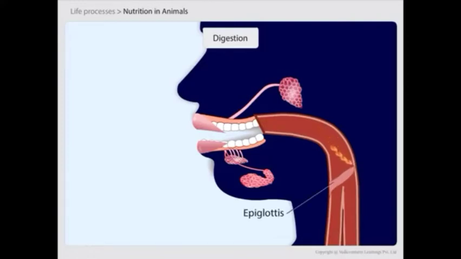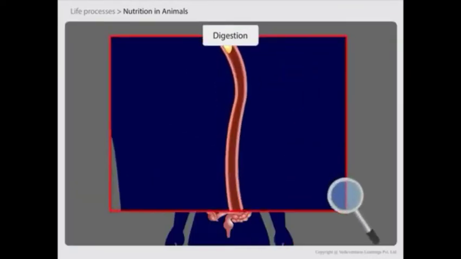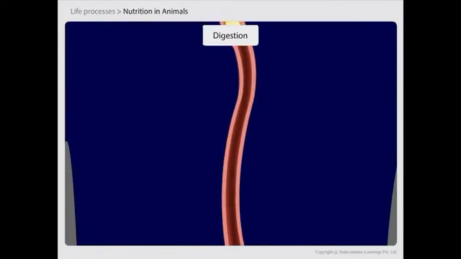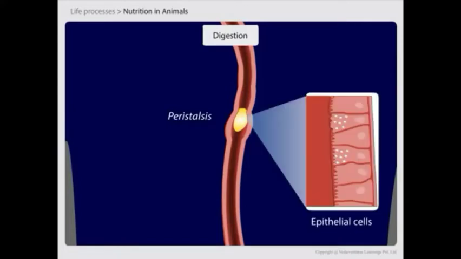You can see in the picture an epiglottis which gives space for the food to move into the esophagus, and it blocks the respiratory tract so that food does not enter into the respiratory tract. This is a long tube-like structure called the esophagus. The esophagus is a muscular tube which relaxes and contracts so that the food passes into the stomach. This process of relaxation and contraction is called peristaltic movement.